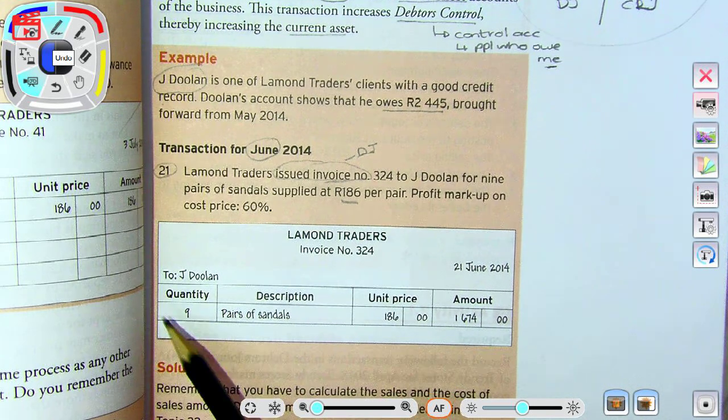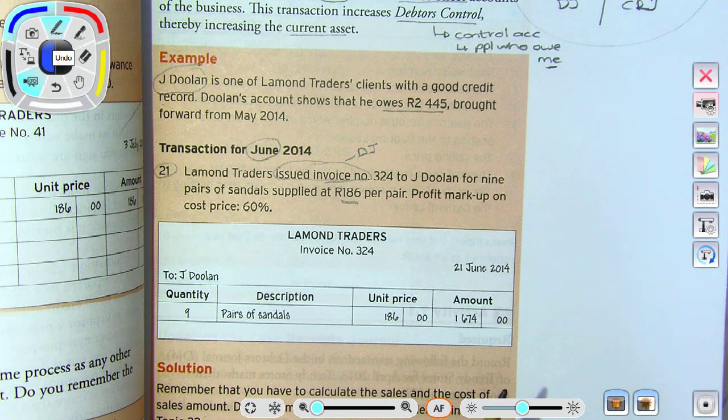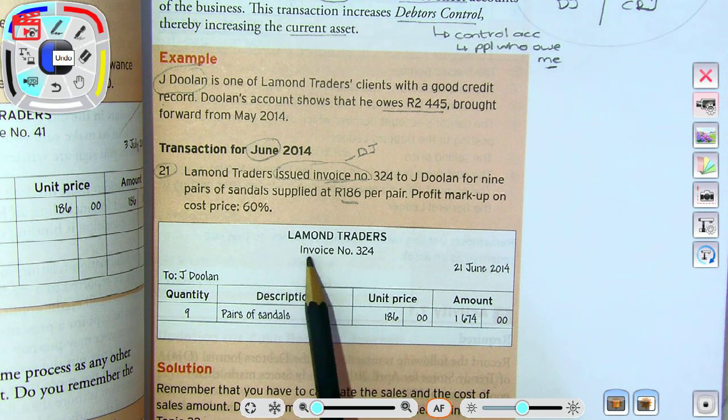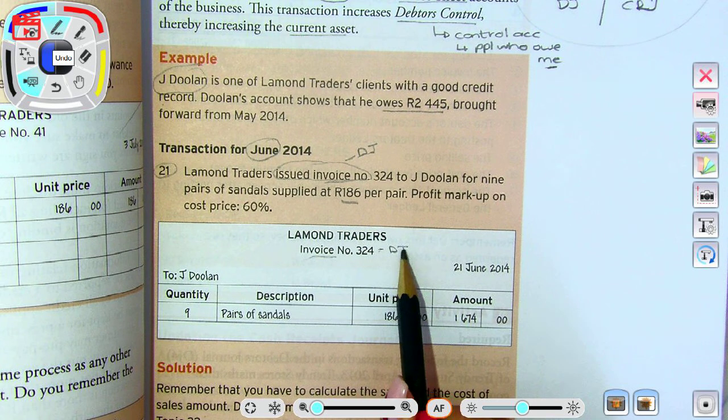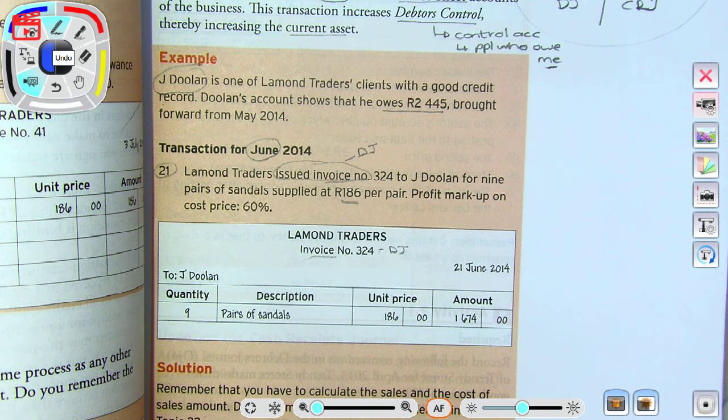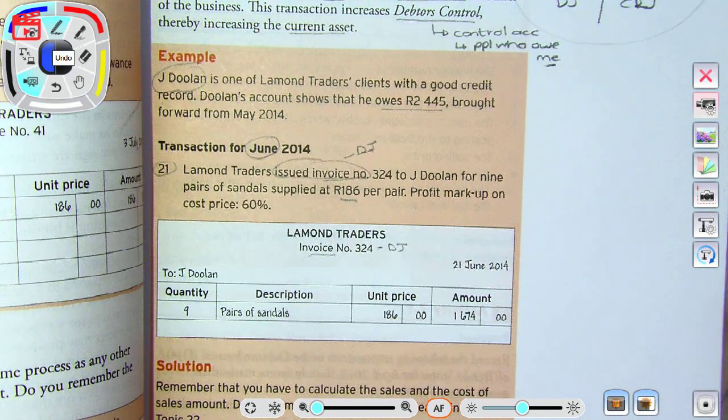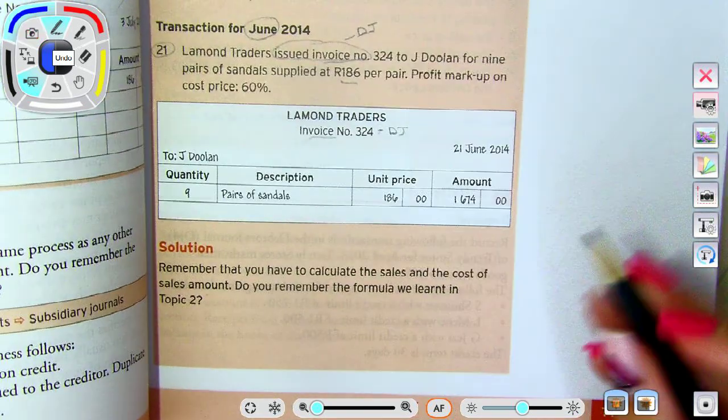So I showed you earlier what the invoice looks like. So we can see it says invoice, which tells us it must go to the DJ. So remember that you have to calculate the sales and cost of sales amount. Okay, hopefully you remember the formulas. If you don't, I'll quickly write them down.